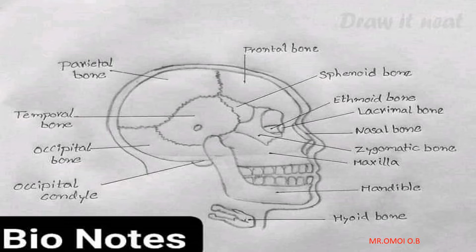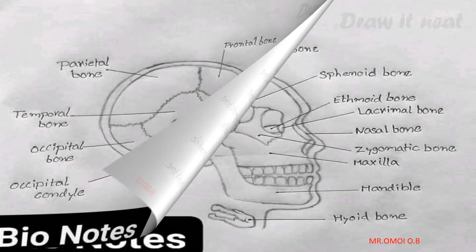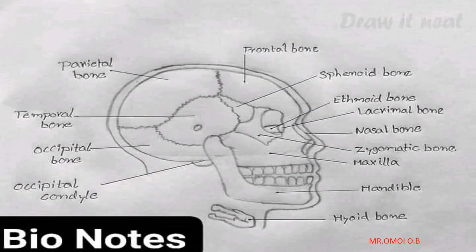Then on the sides of our cranium, where we have the ears, the sides of our cranium, the sides where we have our ears located, we have a special bone which is called the temporal bone. So there are two bones, one on each side.